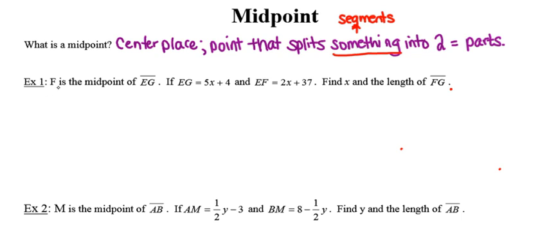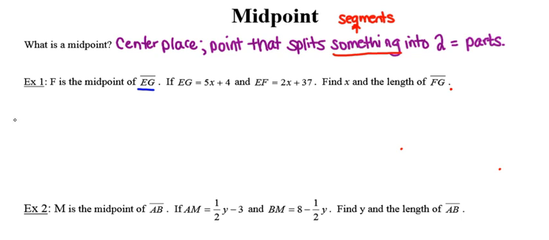In example 1, it says point F is the midpoint of line segment EG. If EG, the distance between points E and G, is equal to 5x plus 4, and EF, in other words, the distance between points E and F, is equal to 2x plus 37, they want us to find x and the length of line segment FG.